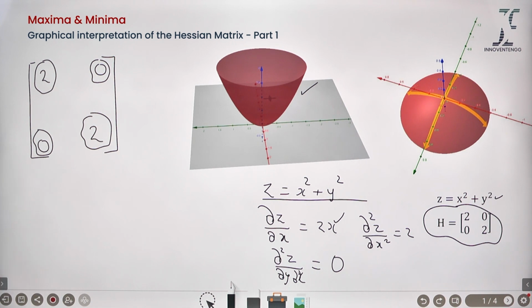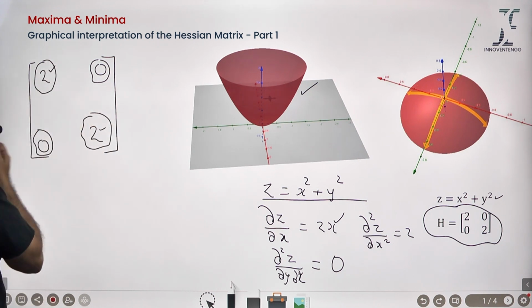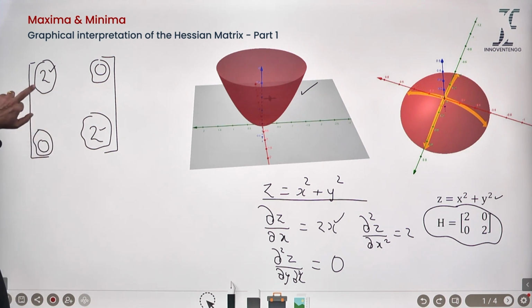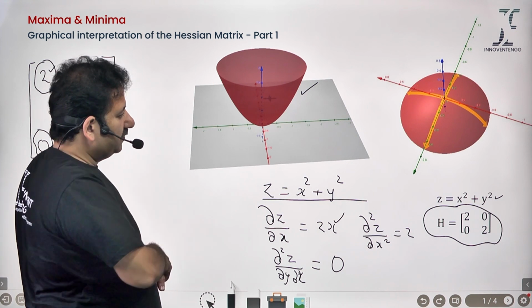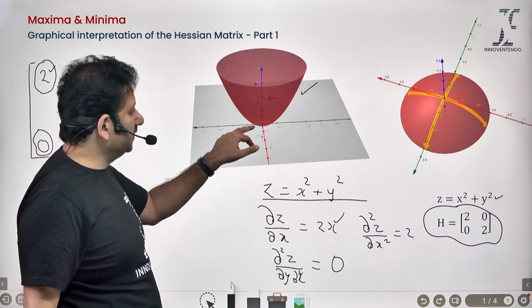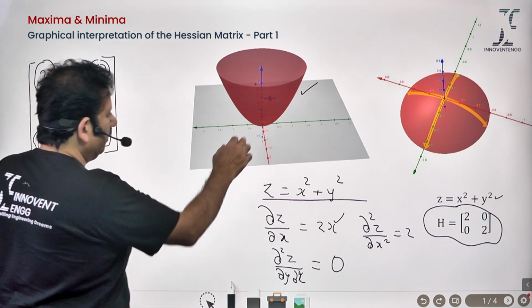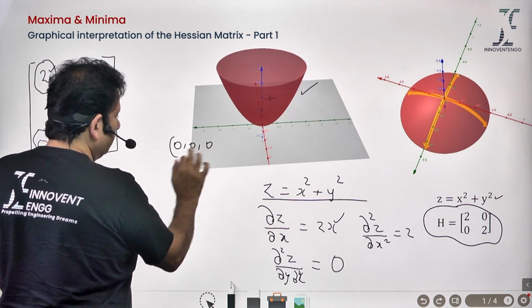Now let's start interpreting this particular matrix. What exactly does it mean when I have 2 and 2 populating the principal diagonal elements of the Hessian matrix? That means the curvature in the x direction and the curvature in the y direction both are equal, and both are equal to 2. And very importantly, we have just inverted the convex bowl, and at the point where you have the global minimum, which is at the origin, because the minimum for this convex bowl function is of course 0, 0, 0, it coincides with this point.